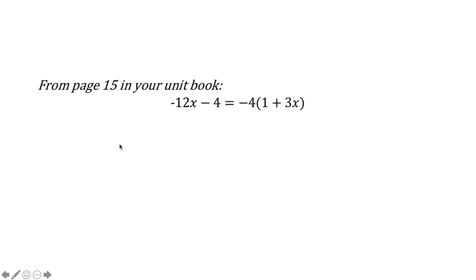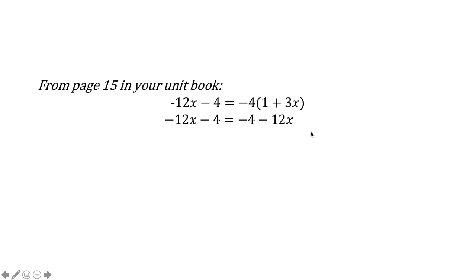So you need to do some math here to get to the point where it starts to become clear that they are identical, right? So let's simplify the right-hand side. I've got brackets here. Let me distribute the minus 4 into the brackets. Minus 4 times 1 is minus 4. Minus 4 times 3x is minus 12x. So I've got minus 12x minus 4 equals minus 4 minus 12x. Now it's a little more obvious that they're identical.